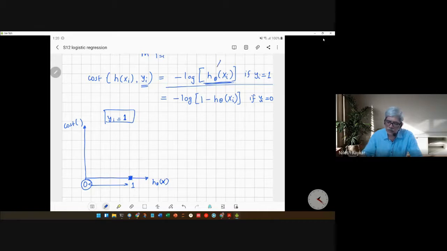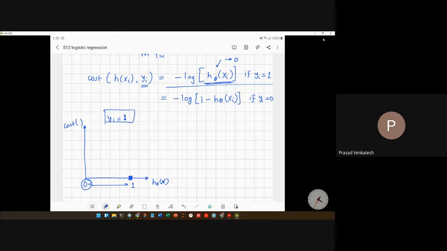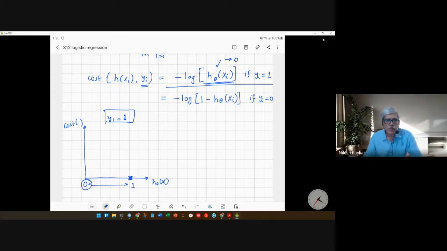So this term is tending to 0. What is minus log of 0? Or log of 0, what is the value of log of 0? Minus infinity. So minus log of 0 would be equal to plus infinity. So this particular function takes the form which is of this type.